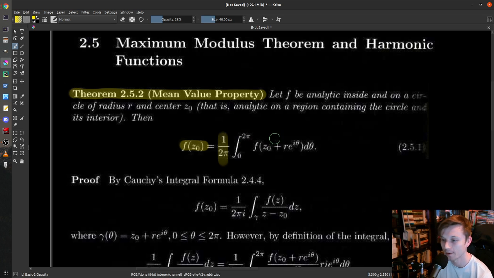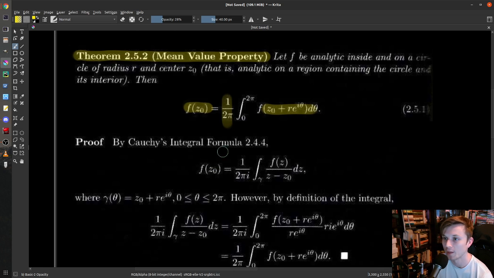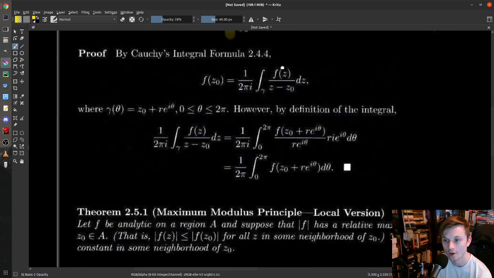So anyway, just integrate the function around the circle of radius r centered at z naught. Kind of nice. We can prove this. The result more specifically states that if f is analytic inside and on a circle of radius r centered at z naught, then we get this result. But that's just the exact context of Cauchy's integral formula.